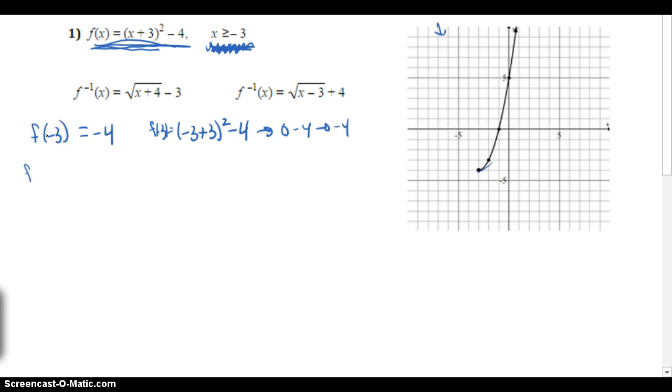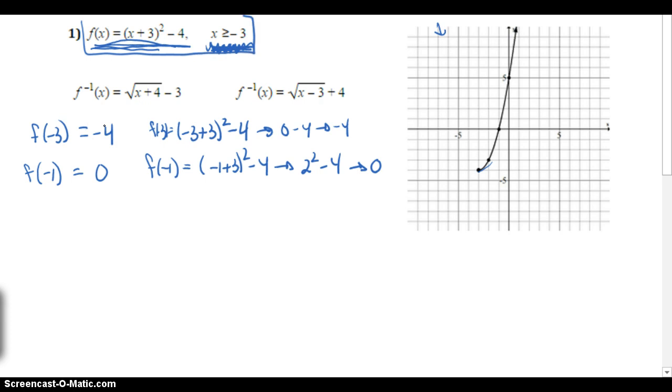If I wanted to find f of, say, -1, if I look at the graph, if x is -1, clearly y is 0. And if I go to the equation, f of -1 gives me (-1 + 3)^2 - 4. -1 plus 3 is 2, squared is 4, minus 4 gives me 0. So this equation gives me the same information that this graph gives me. And they're just two ways of saying the same function.